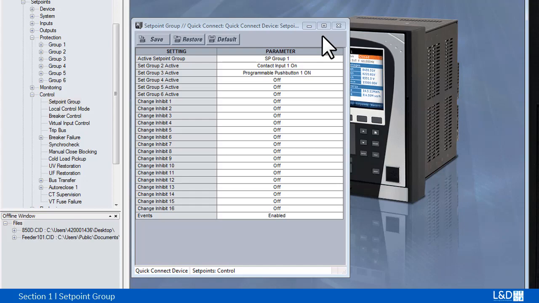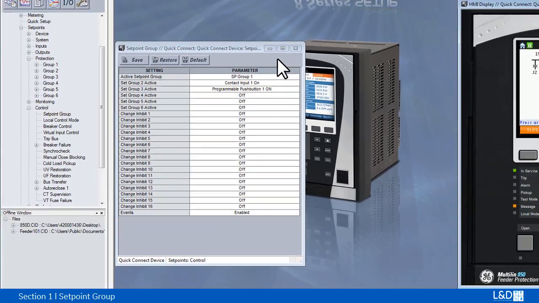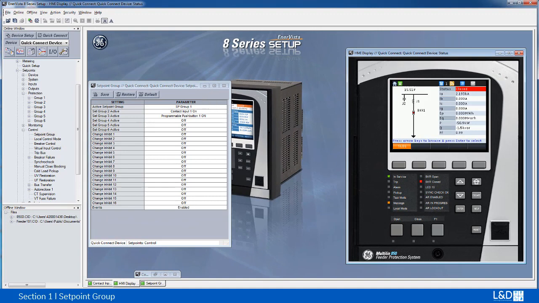Group 1 is the default for the active group and will be used unless another group is requested to become active. The active group can be selected with the active setpoint group or by logic input. If there is a conflict in the selection of the active group, the higher numbered group will be made active.